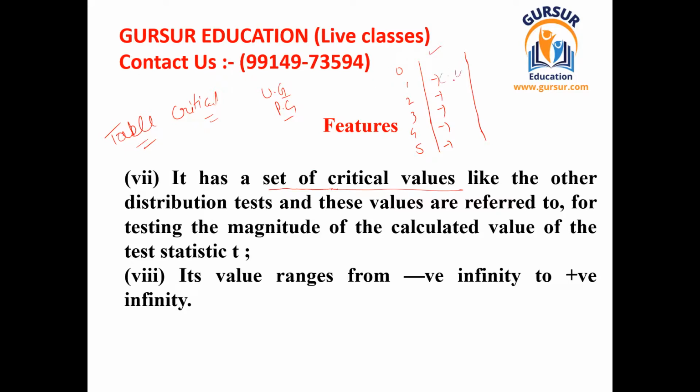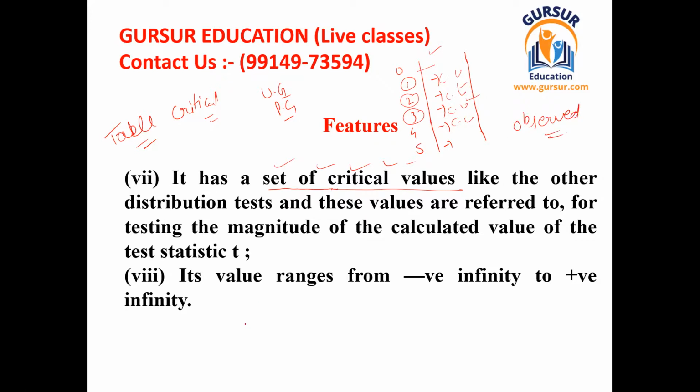This is the critical value for a degree of freedom 1. This is the critical value for a degree of freedom 2. This is the critical value for a degree of freedom 3. So in this way, you can say that the t-test has a set of critical values, and these values are compared with the observed value. Observed values I have already taught you.